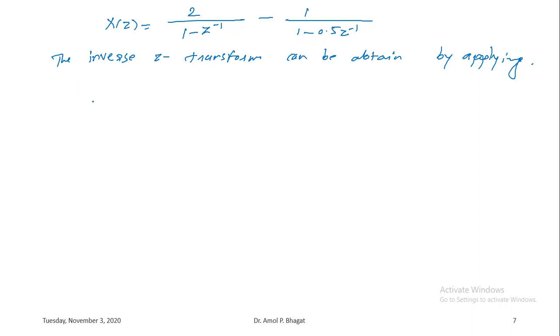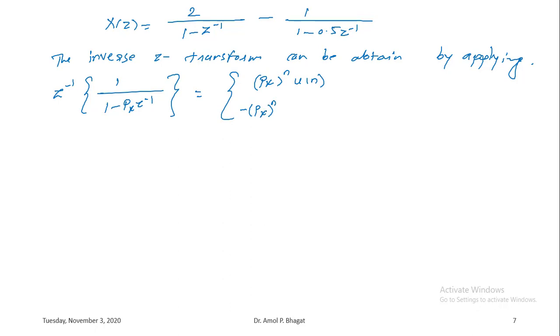So we have to apply this form, that is 1 upon 1 minus pk z inverse, right? So it will have any one of these forms, it is pk raised to the power n u of n or minus pk raised to the power n u of minus n minus 1. Okay, so this will be applicable if ROC is mod z greater than pk, and this will be applicable if ROC is mod z less than pk.